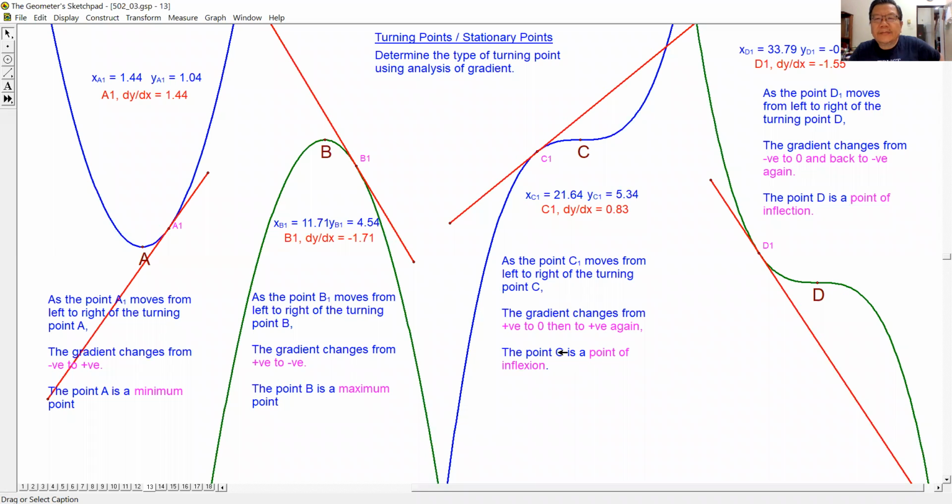Okay, can you hear me? Can you see the screen?